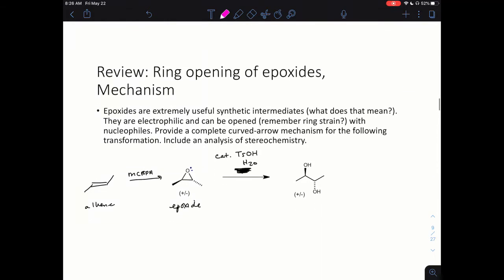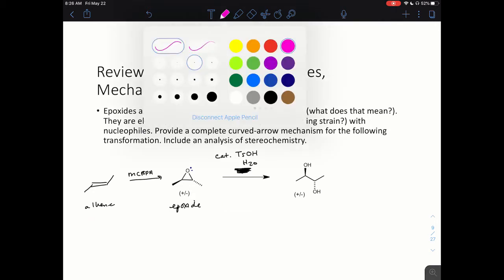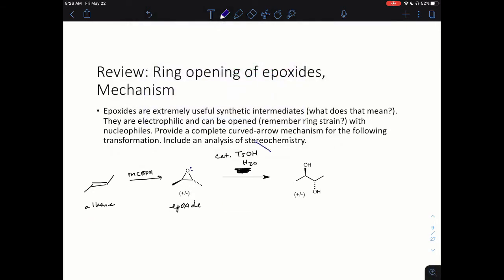Now that we know how to make epoxides with MCPBA, we can remind ourselves of all the fun things that we can do with epoxides. They are incredibly useful synthetic intermediates because there are so many different ways to open them up, because they are so unstable. So let's refresh our memory on one of those ways and let's draw a complete curved arrow mechanism for the formation of this diol from this epoxide.